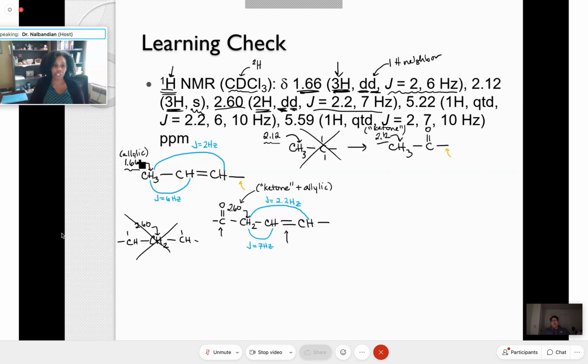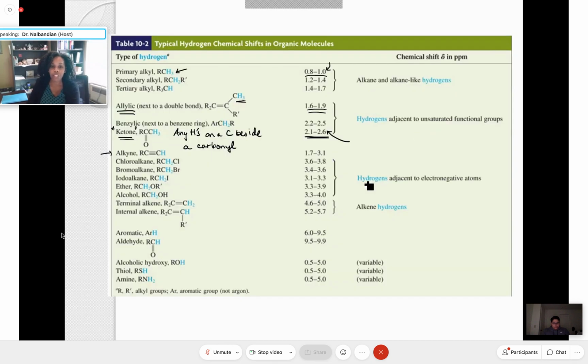Versus this one, which is just allylic. All right, now let's look at 5.22. So 5.22, we are now here downfield where we're looking at alkene hydrogens, right? 4.6 to 5.7. So about maybe 4 to 6, we'll say, for the alkene hydrogens.